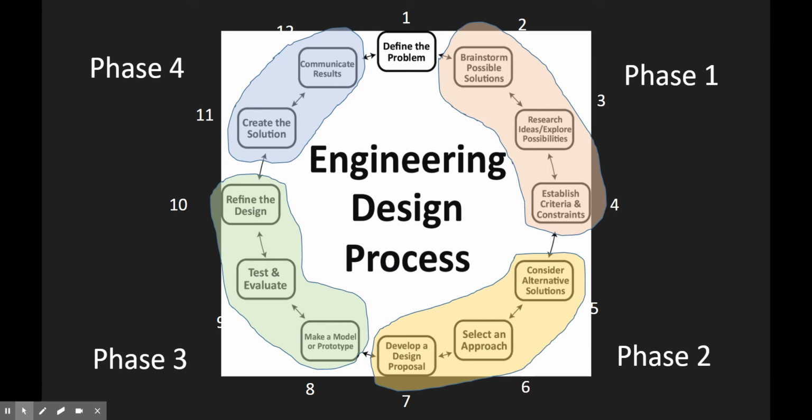Phase 4, which is only 2 steps, is all about creating a product to communicate your design. Now, a lot of times that's going to be in the form of a presentation. It could be in the form of an advertisement, but something to communicate the features and benefits of this product that you just created through this process.